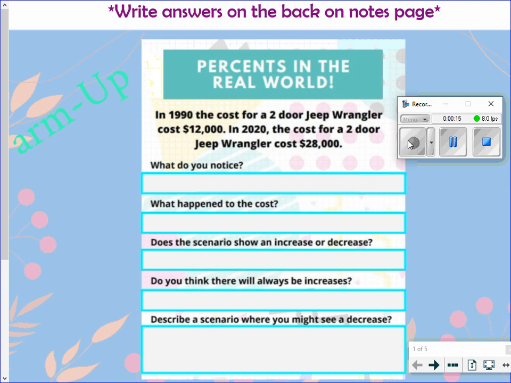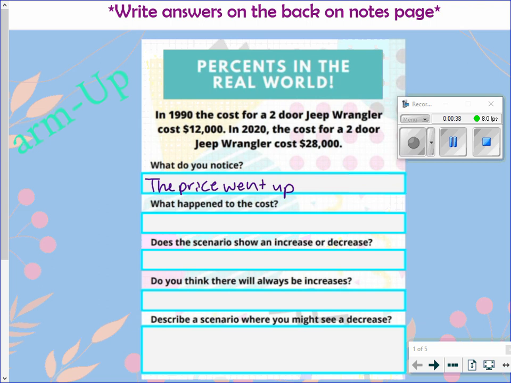All right, so they're talking about a car. One year it was $12,000, and then it went up to $28,000. So what was something you noticed, Vivian, about the situation? The price went up. Okay, good. The price went up. Did anyone notice anything else?